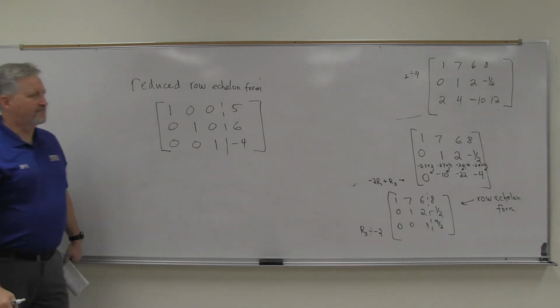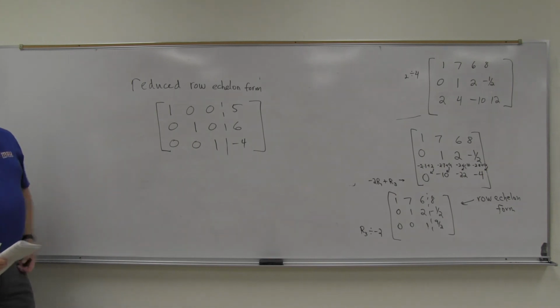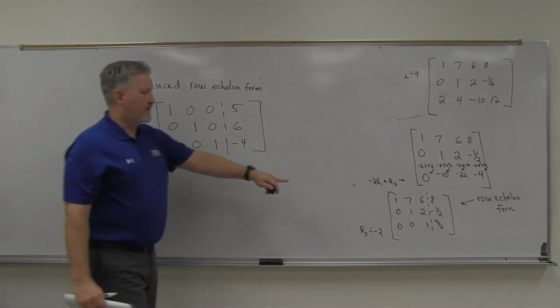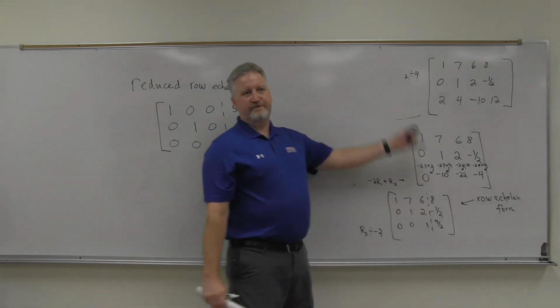So the way I'm going to do it is, because we're just going to get row echelon form and then back substitute to get the numbers.